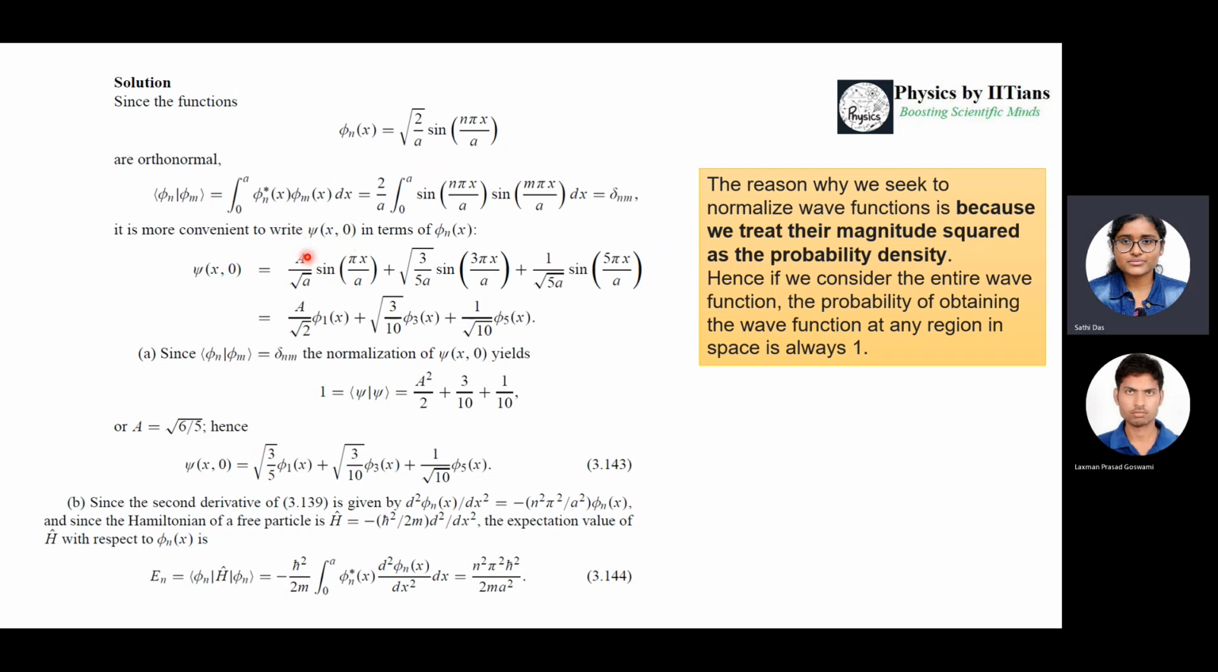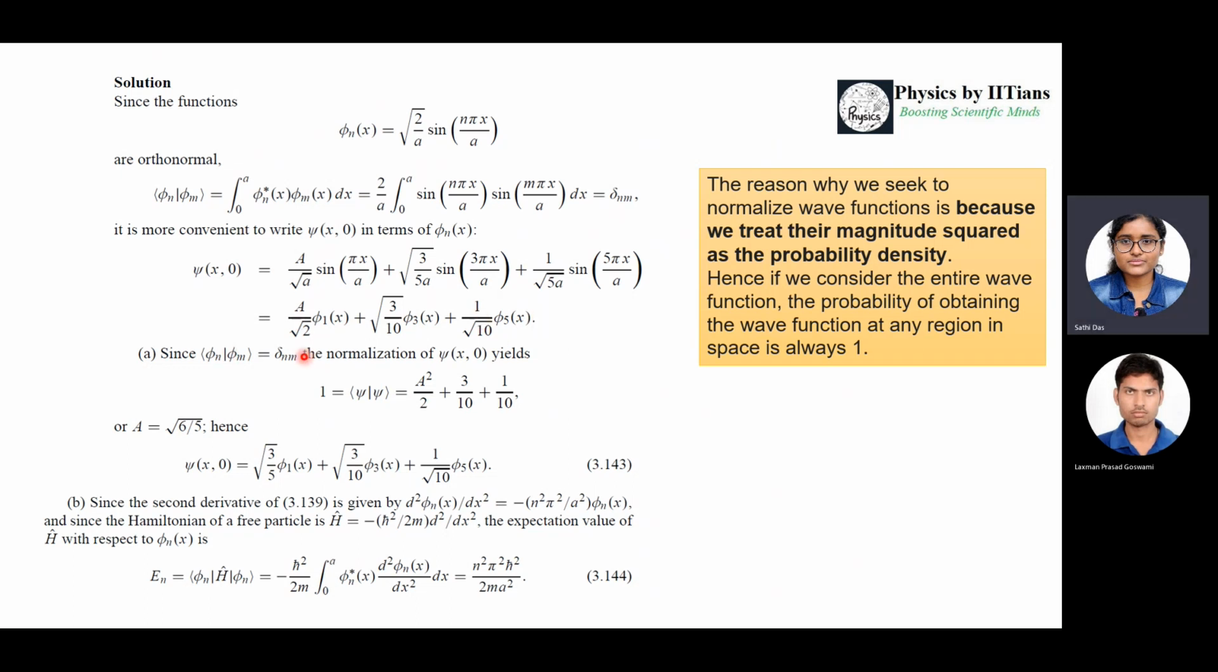Now it is more convenient to write psi(x, 0) in terms of phi_n(x). So psi(x, 0) is A by root a sine(pi x by a) plus root(3 by 5a) sine(3 pi x by a) plus 1 by root(5a) sine(5 pi x by a). In terms of phi_1, phi_3, phi_5, it is A by root 2 phi_1(x) plus root(3 by 10) phi_3(x) plus 1 by root 10 phi_5(x).